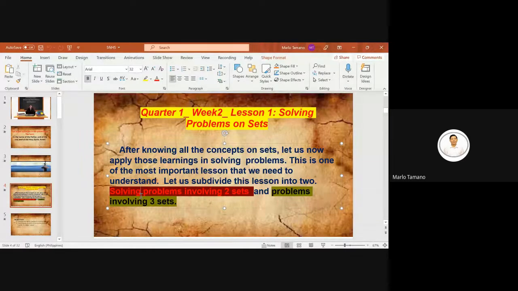Today we are going to discuss quarter 1 week 2 lesson 1, solving problems on sets. After knowing all the concepts on sets, let us now apply those learnings in solving problems. This is one of the most important lessons that we need to understand. Let us subdivide this lesson into two: one, solving problems involving two sets, and two, problems involving three sets.